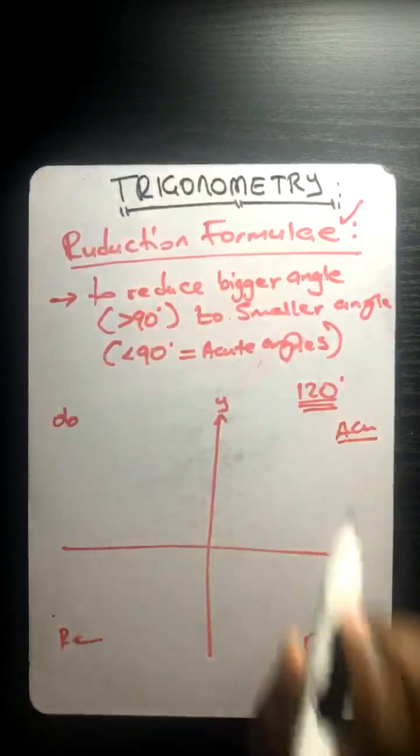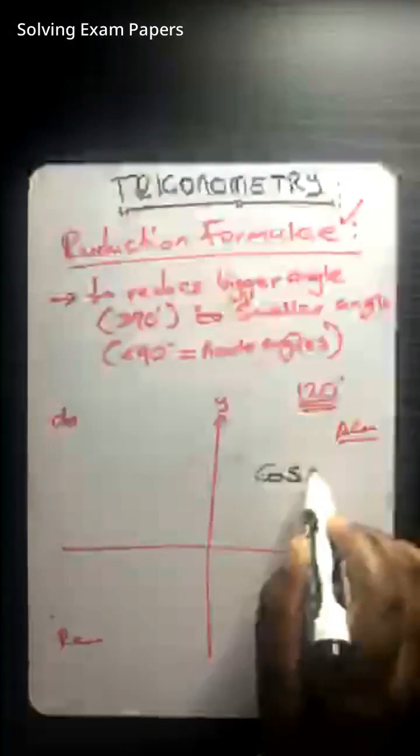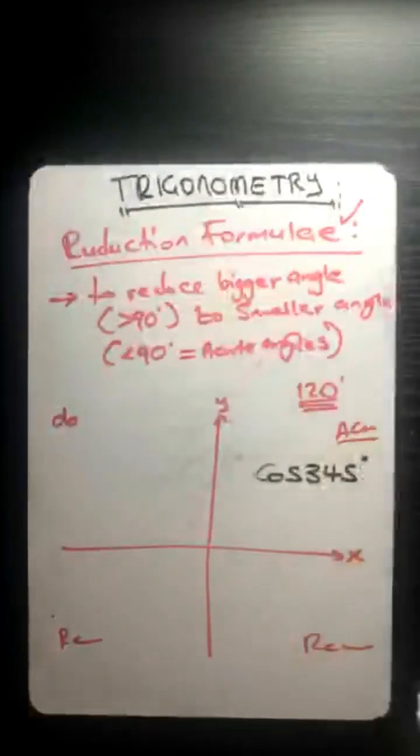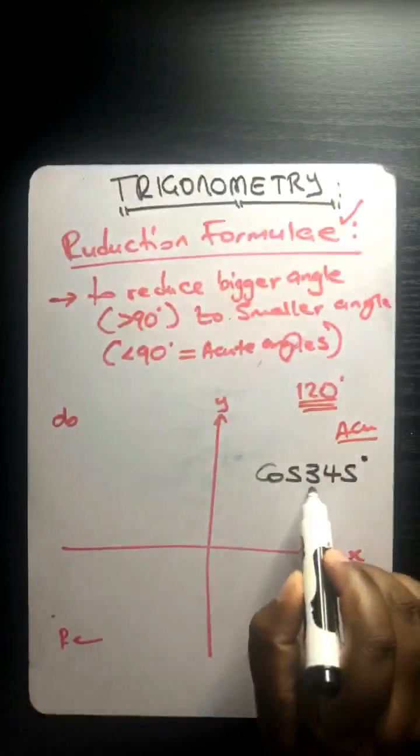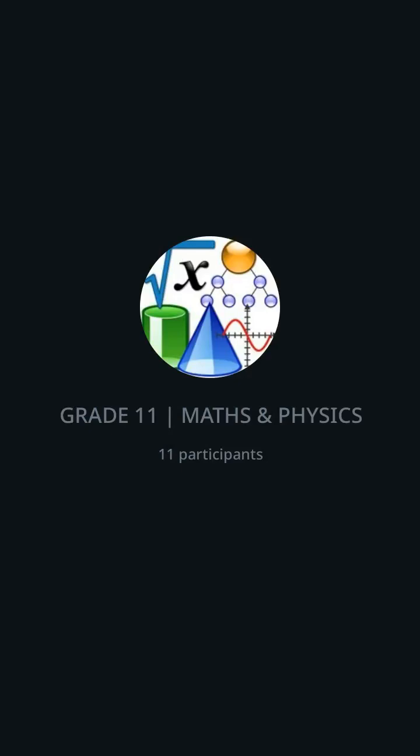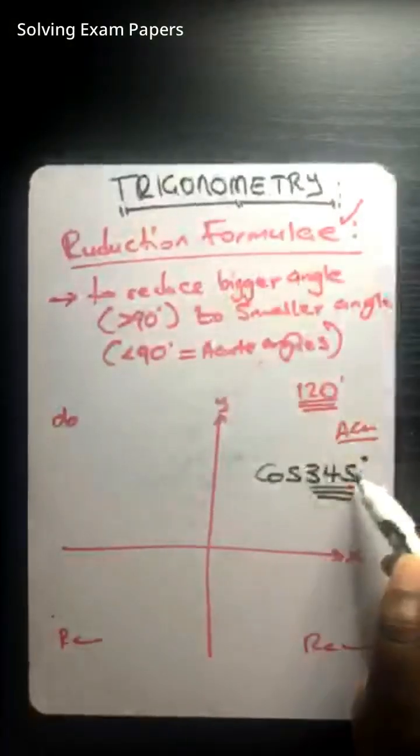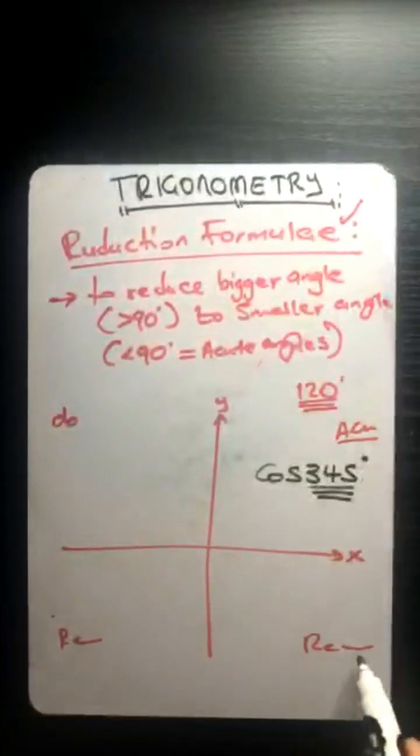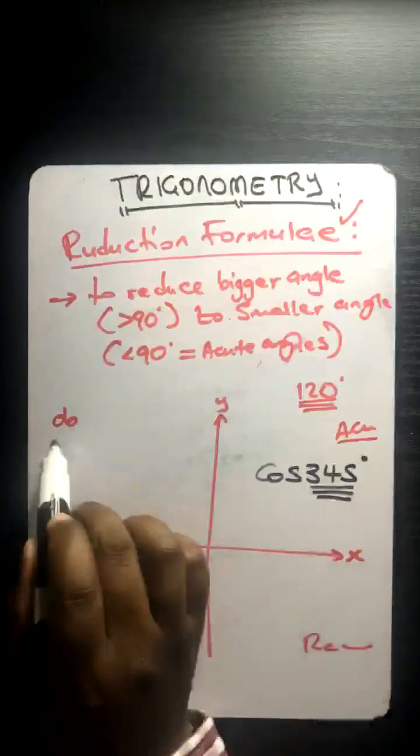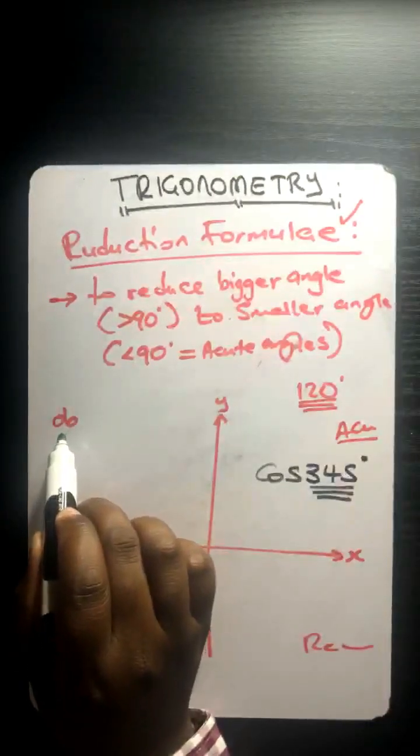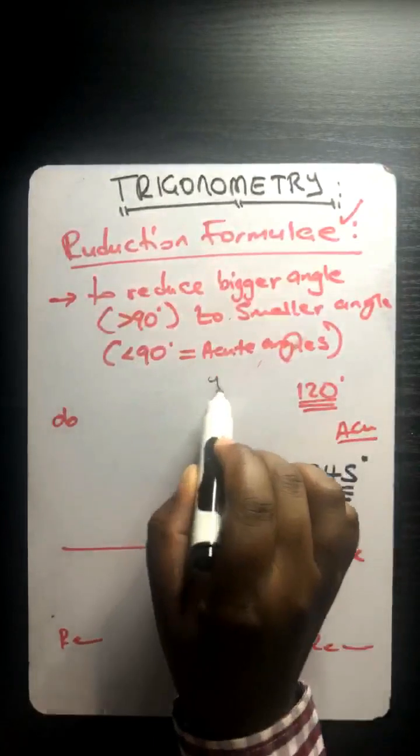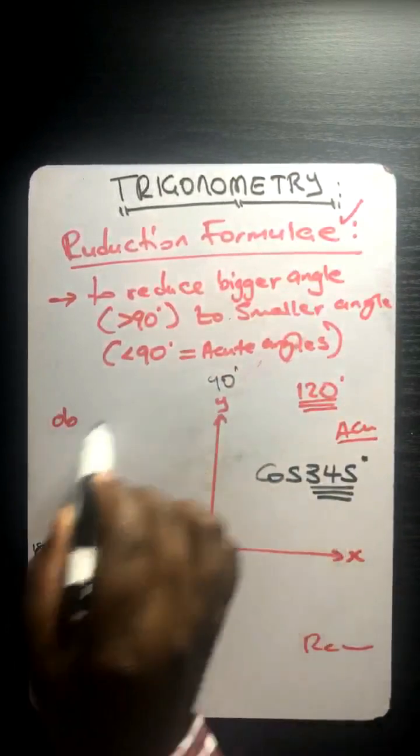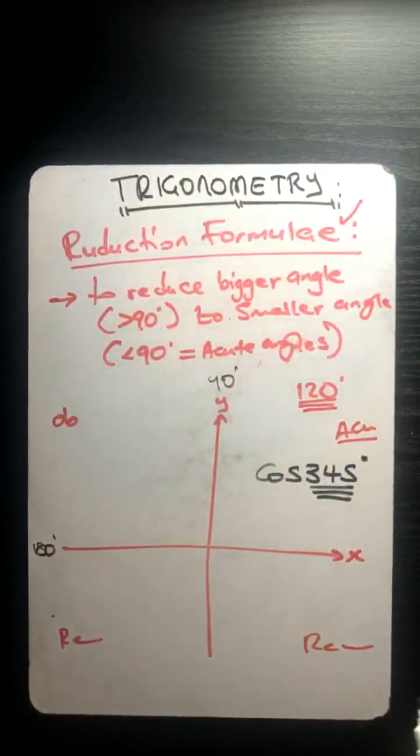I'm well aware that you know how to solve certain problems, but you might not understand what you are doing. Let's say, for example, you are given cos of 345 degrees. This is the angle that I'm talking about. What is the name of this angle? Is it acute, obtuse, reflex, or a revolution? When you answer this question, say, for example, it's obtuse. And when I say why, say it's because it falls between 90 degrees and 180 degrees, or it falls within quadrant number 2. That's how you can answer that question.